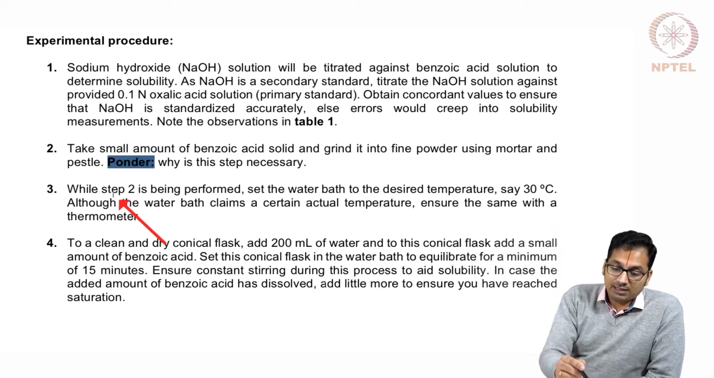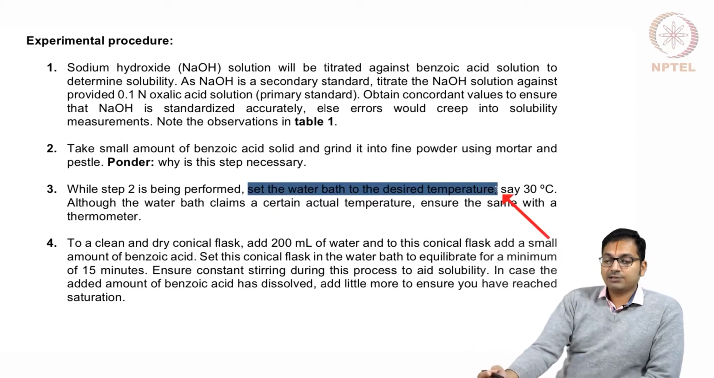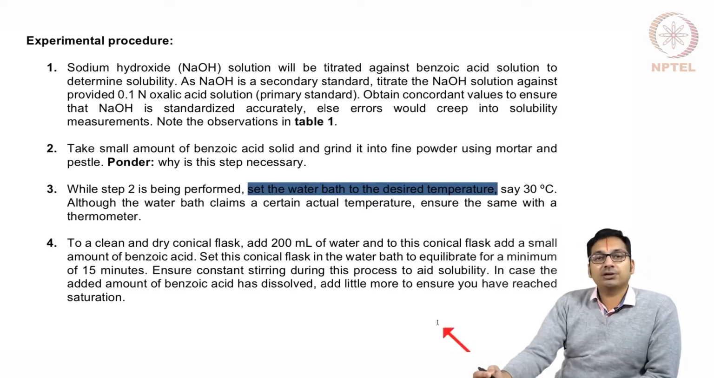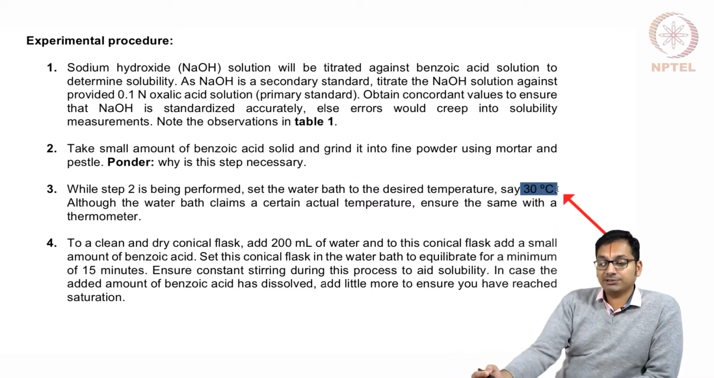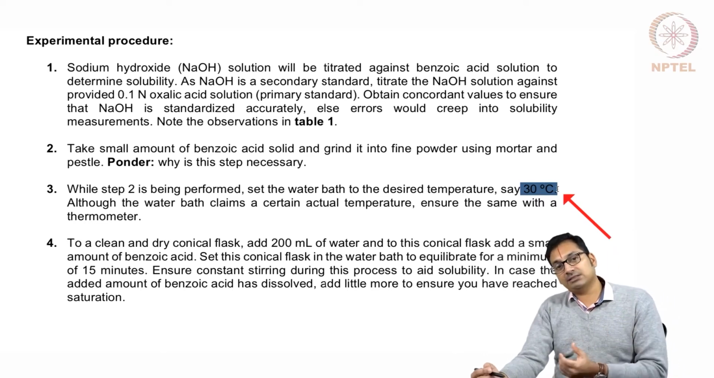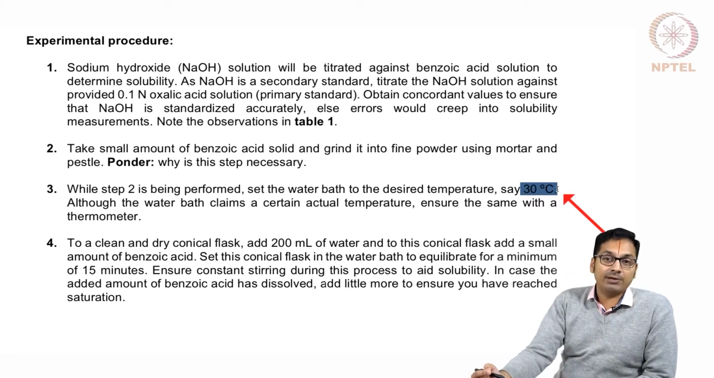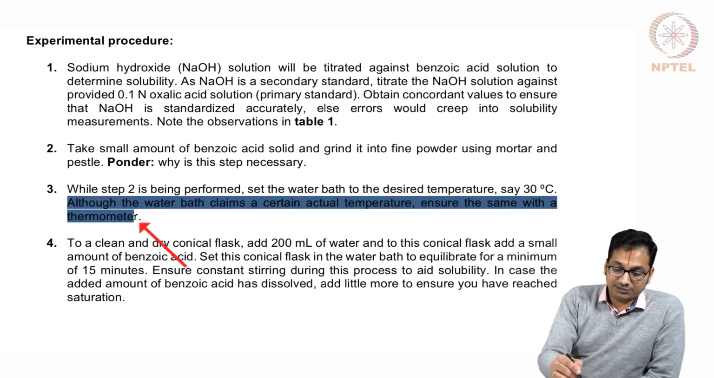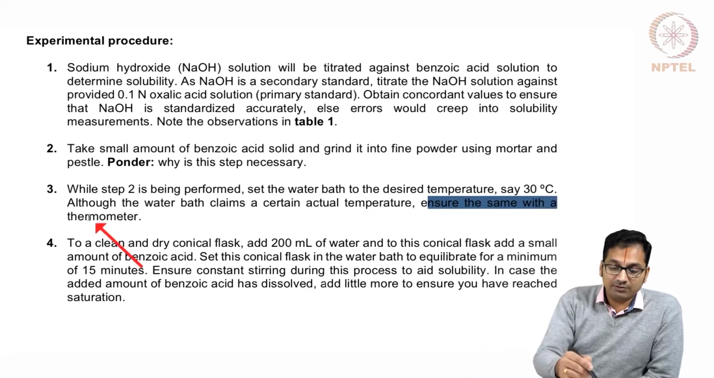And there are also other reasons to it which we will understand when we go through the theory of the experiment. While step 2 is being performed, set up a water bath to the desired temperature. So this is how you will be making sure the temperature is equilibrated, and therefore you will be able to measure certain given value at any given temperature. So here we are saying set it at 30 degrees. We will see that although the water bath has a certain setting in terms of the knobs, one has to be careful using a thermometer to ensure that you are indeed measuring that temperature. Yeah, that's exactly what is written here.